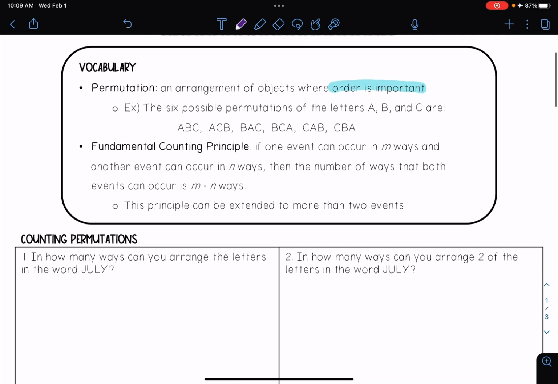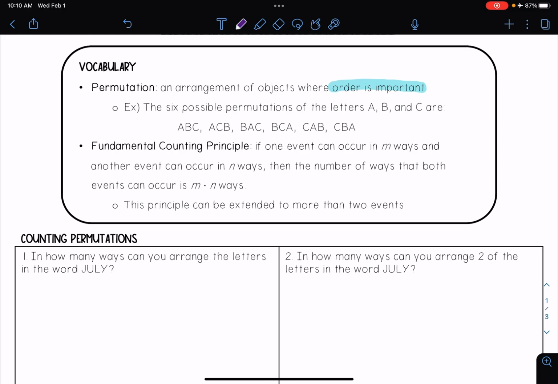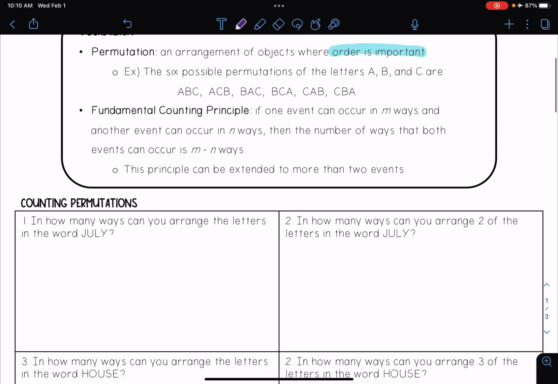And then we have something called the fundamental counting principle, and that says if one event can occur in m ways and another event can occur in n ways, then the number of ways that both events can occur is m times n ways. And this principle can be extended to more than 2 events. And so this will come in play a little bit later on.